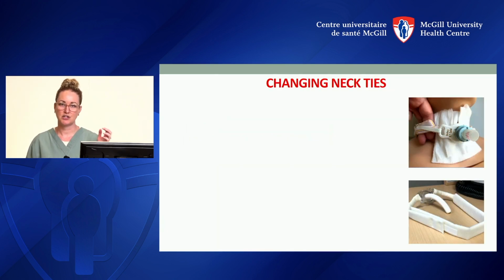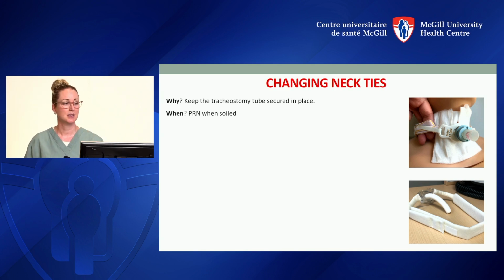So that was cleaning or changing the inner cannula. We then need to move towards changing the neck ties. So why do we have to change the neck ties? Or what are the neck ties? What's the purpose of them? To keep the tracheostomy tube secure and in place.